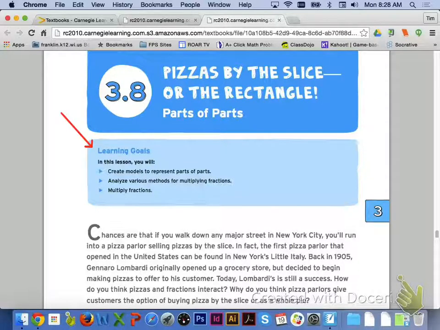Learning targets for today: we will be creating models to represent parts of parts, analyzing various methods for multiplying fractions, and then using any of those methods that we are the most comfortable with to multiply fractions.